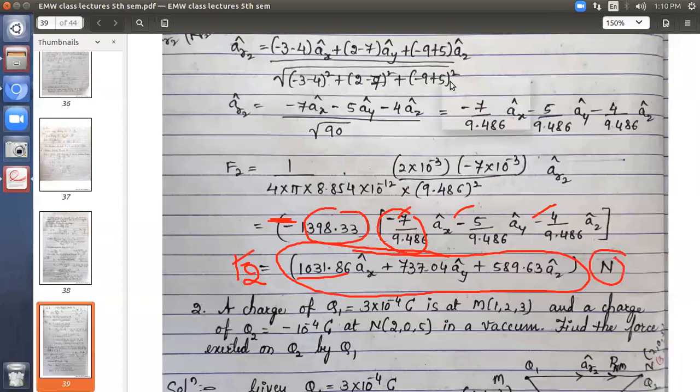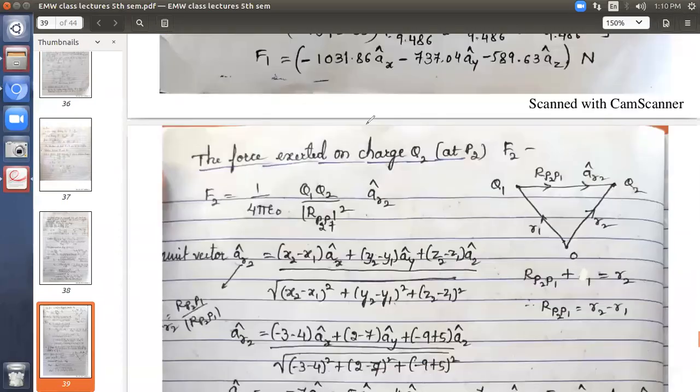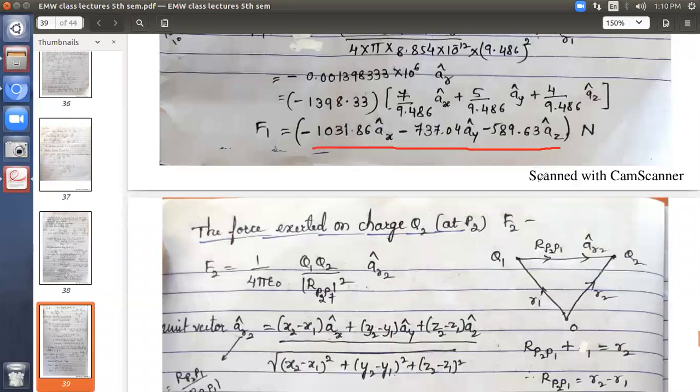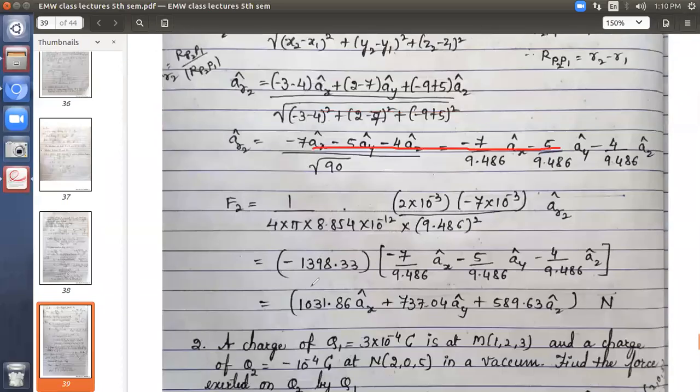Now compare both the forces. See, all three are negative, some 1000, 700, 500. Check here, 1000, 700, 500. Magnitudes are the same, directions are opposite. So the sign indicates they are of opposite directions. Both forces are equal in magnitude, opposite in direction. So we have solved the first problem. We have found the distance between the two charges, the force on the first charge due to the second charge, and the force on the second charge due to the first charge.